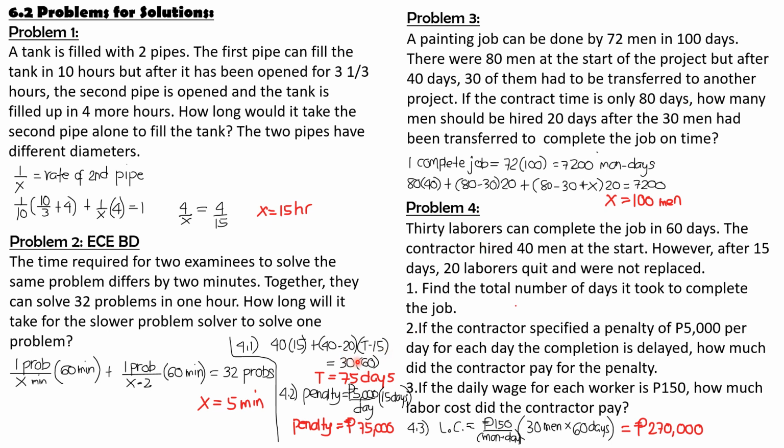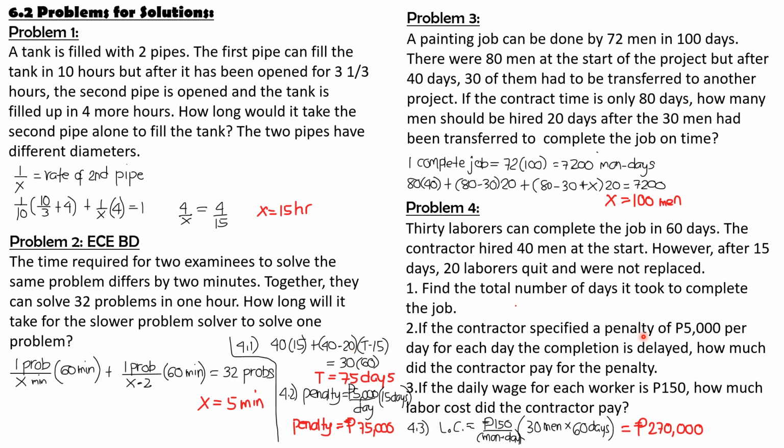So that's why we equate it to this. So at the start, 40 men were hired. These 40 men work for 15 days because it is stated there. After 15 days, 20 laborers quit, so there will be 40 minus 20, so 20 men left to complete the job. So 40 times 15, then plus 40 minus 20 men left.